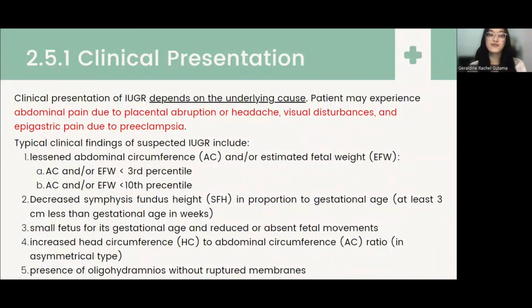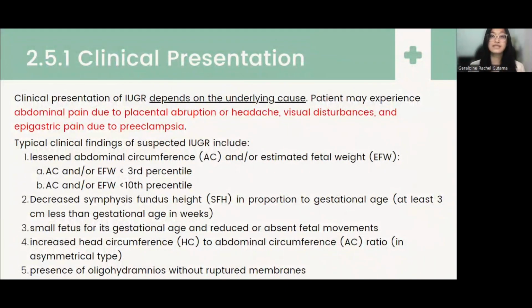The clinical presentation of IUGR depends on the underlying cause. Patients may experience abdominal pain due to placental abruption, or headache, visual disturbance, and epigastric pain due to preeclampsia.